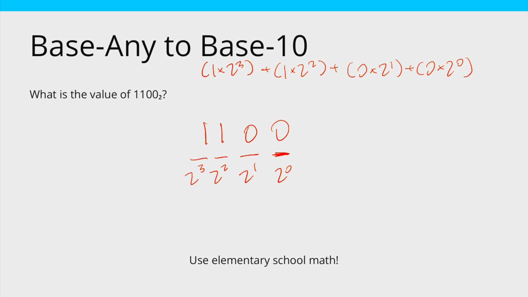Now, if you have sharp eyes, you realize 0 times anything is 0, so we don't even have to write that out. And also 1 times anything is itself, so you didn't have to write the 1 times 2 to the 3. You just write 2 to the 3 plus 2 to the 2. And that is equal to 8 plus 4, which is 12. So 1100 in base 2 is the value 12 in base 10.